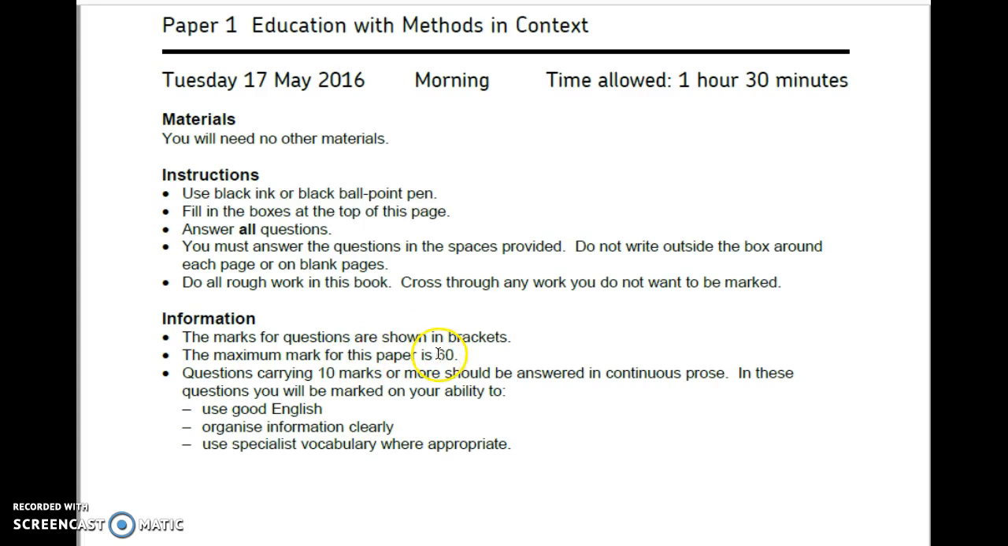The maximum mark for this paper is 60 and you've got 90 minutes to do it, so that's roughly a minute and a half per mark. And questions carrying 10 marks or more should be answered in continuous prose, and I will talk to you about them as I go through.